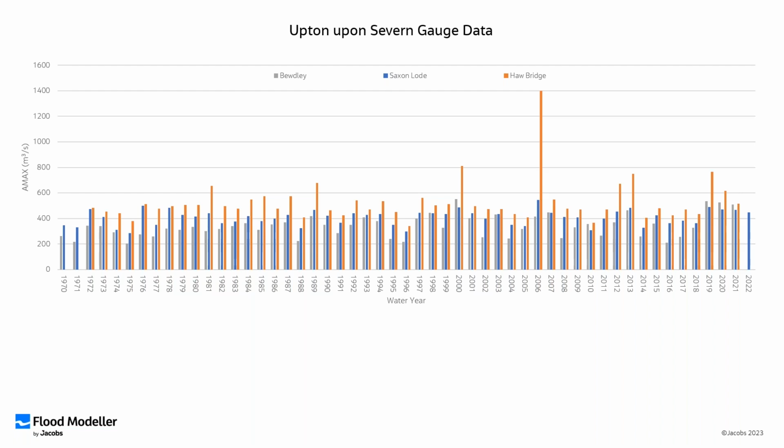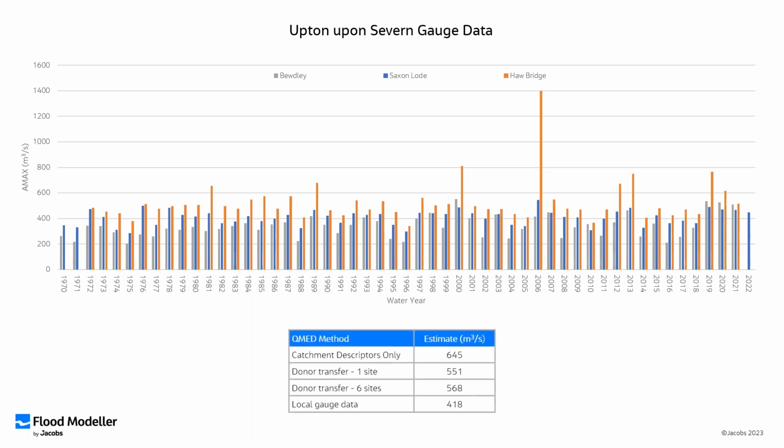But when it comes to my flow estimates, this is really where we can demonstrate the importance of using local data. If I look at my 1 in 2 year event, my QMED event, and calculate it using a statistical method, there are numerous different ways of doing that. But if I'd taken the default approach, this catchment descriptors only approach, I'd get a peak flow estimate of about 650 cumecs, which is a lot of flow to come down the river.